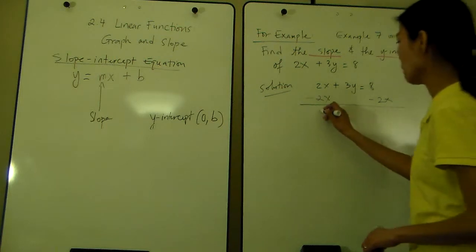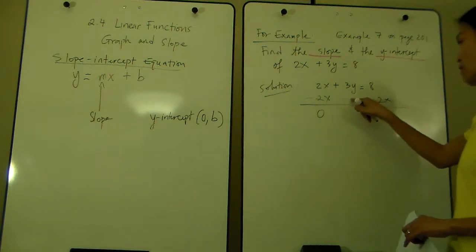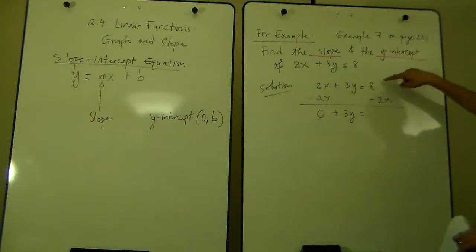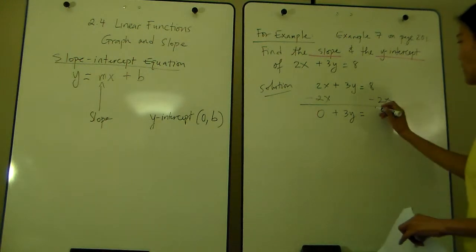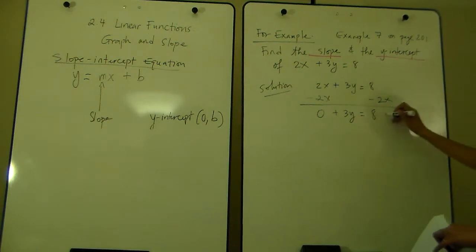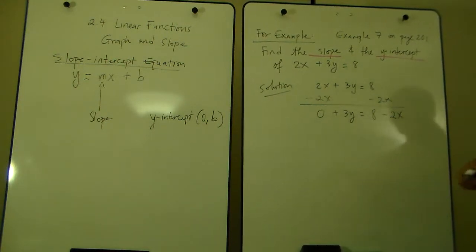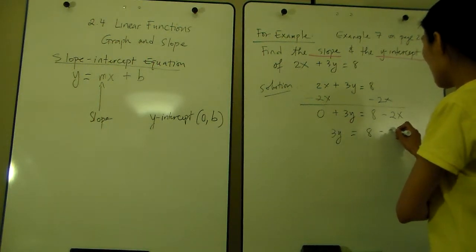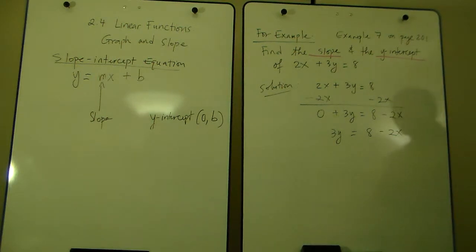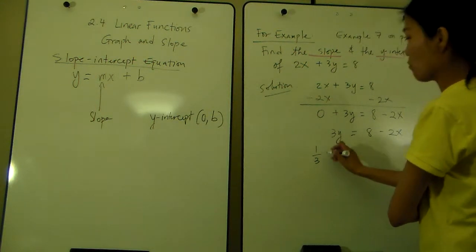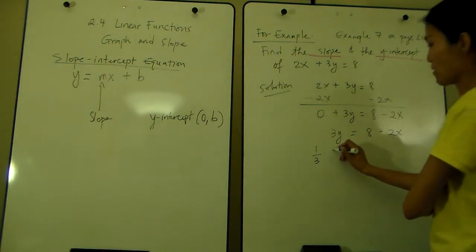2x minus 2x is 0. 3y plus 0y is 3y. 8, there's no constant on the left, so 8 plus 0 is 8. Negative 2x, nothing on the other side, so negative 2x plus 0 is negative 2x. Simplify: 0 plus 3y is 3y, and 8 minus 2x, I'm just rewriting the right-hand side. Now we're almost there. We need to solve for y, so we need to divide by 3 on both sides. Another way of saying it is to multiply by 1/3 on both sides.